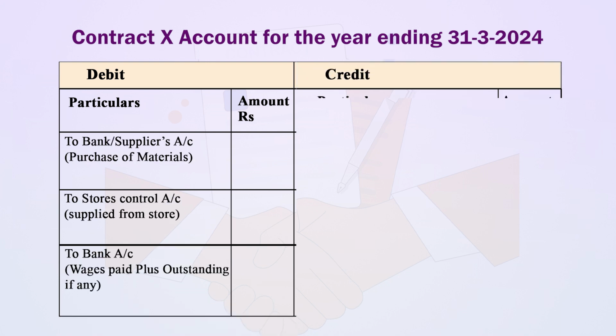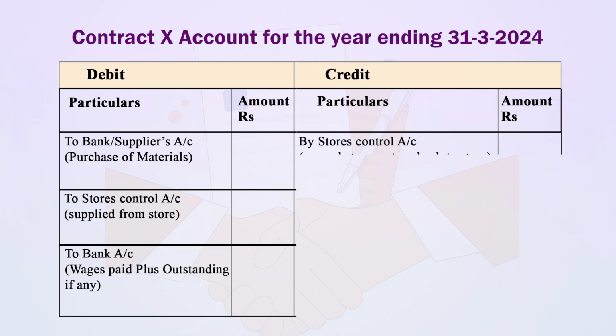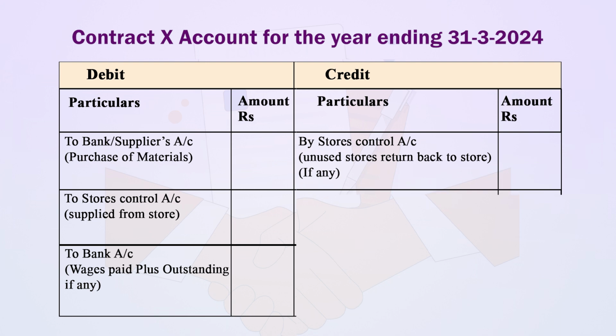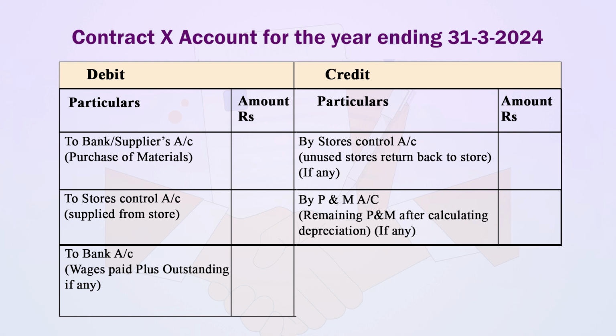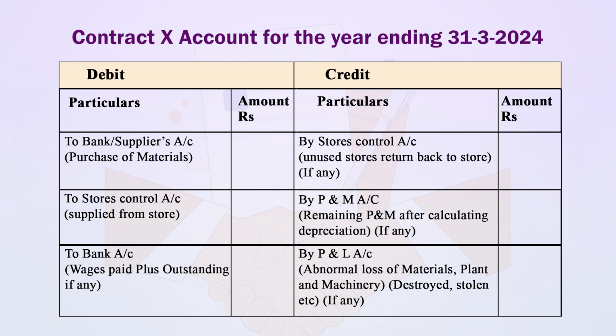Now let us understand entries on credit side. On credit side, first entry is by stores control account, it is for unused stores returned back to store if any. Next is by plant and machinery account, it is for remaining plant and machinery after calculating depreciation. Next entry is by profit and loss account, it is for abnormal loss of materials, plant and machinery destroyed or stolen, etc. if given in the example.